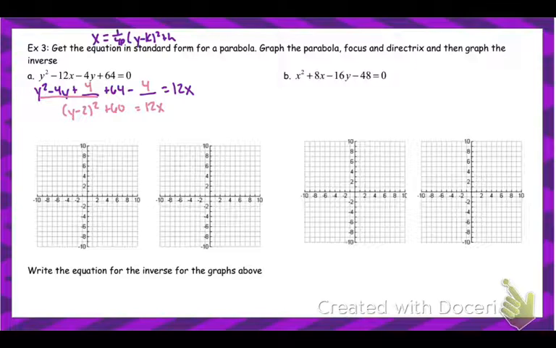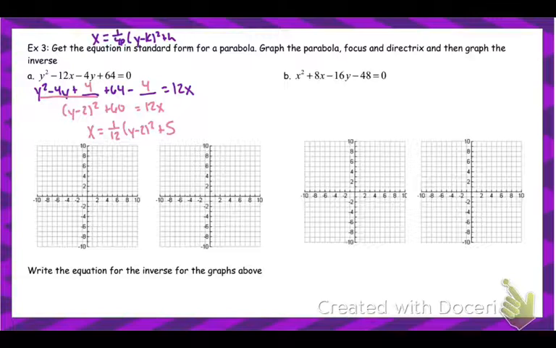Then at this point, to get x by itself, I would divide everything by 12. Do not just put a 1 over 12 here. You have to divide the entire thing by 12, including the 60. Which means this equation, when it's in the correct form, would be 1 over 12 (y - 2) squared plus 5, because we've also divided that by 12.